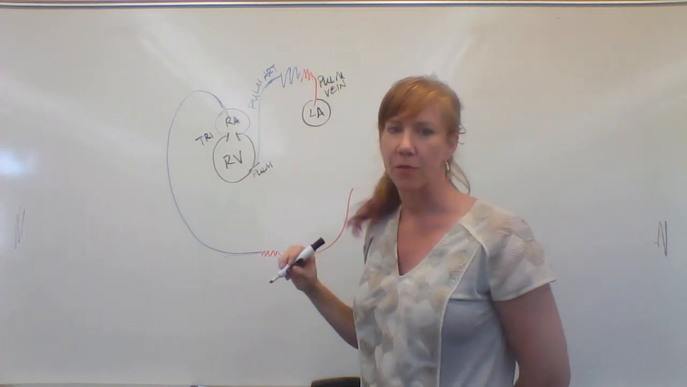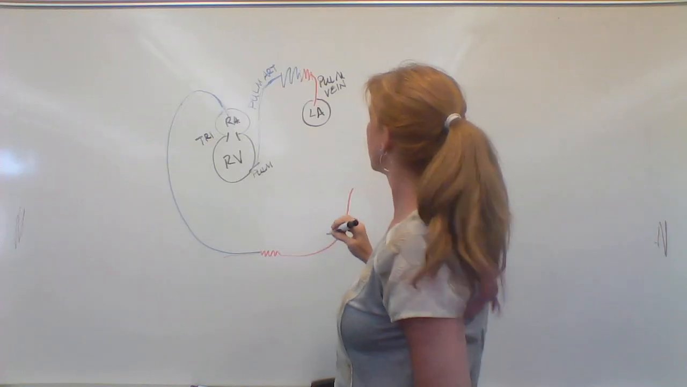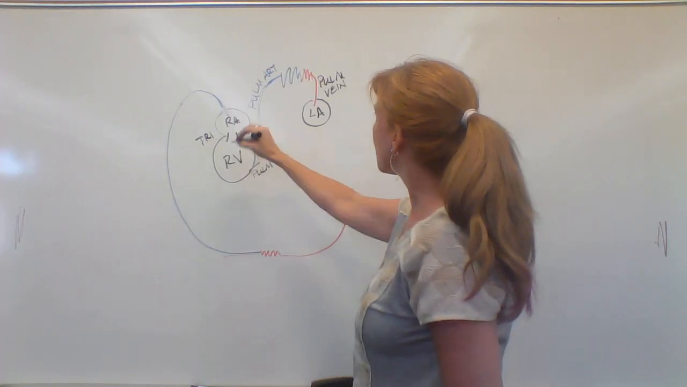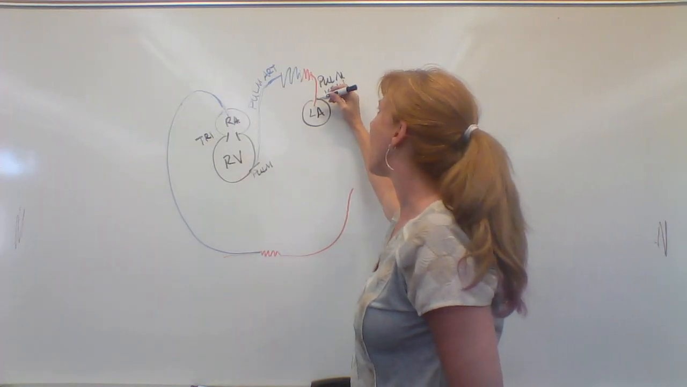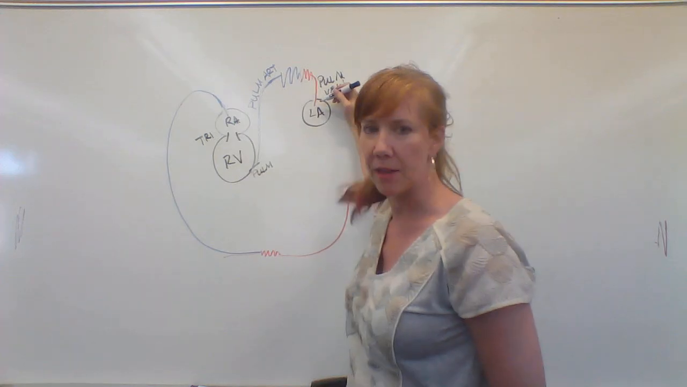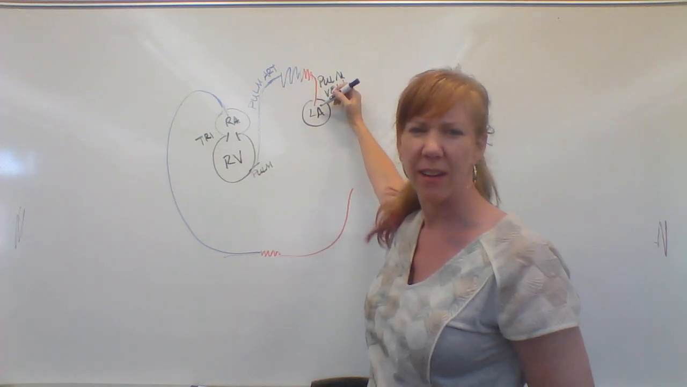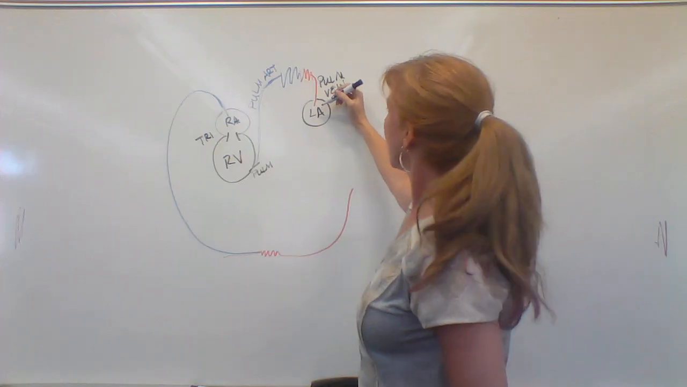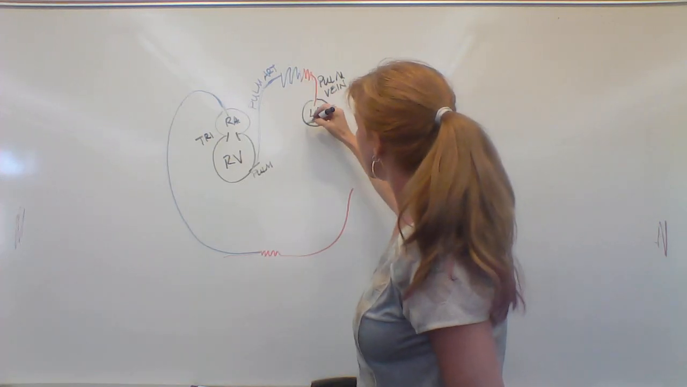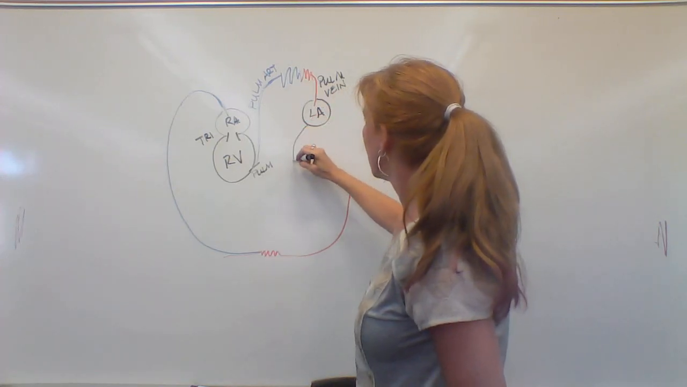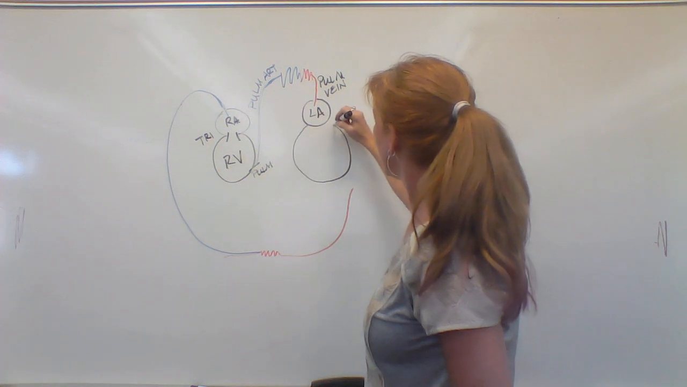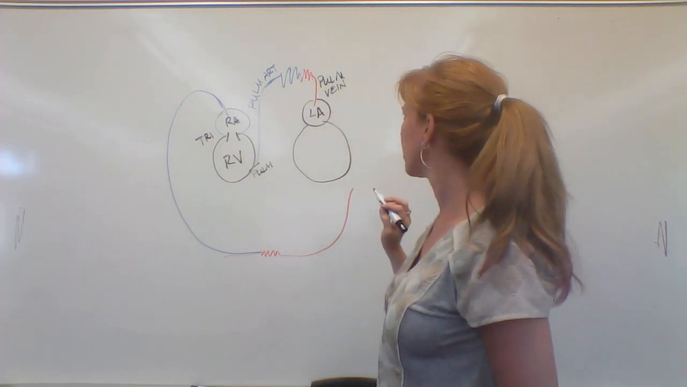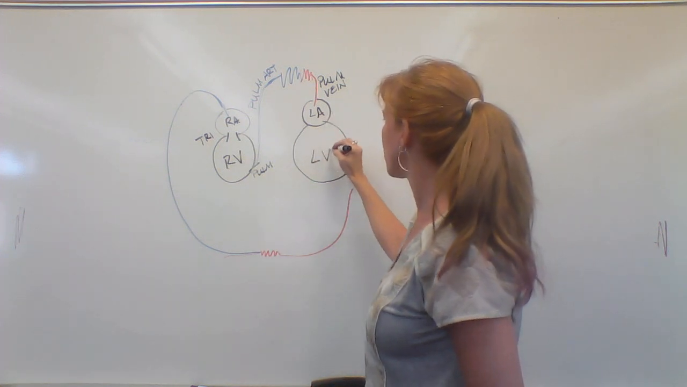I hope the E comes first. I'm terrible at IE words. And just like the right side, there is no valve at the top of the left atrium. And then the blood is going to flow down into the big, muy macho, very muscular left ventricle.